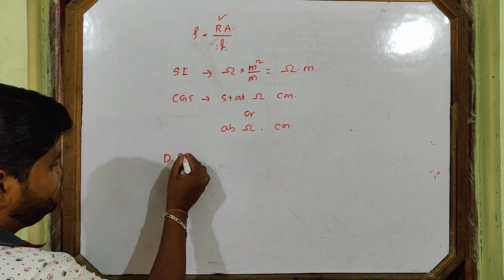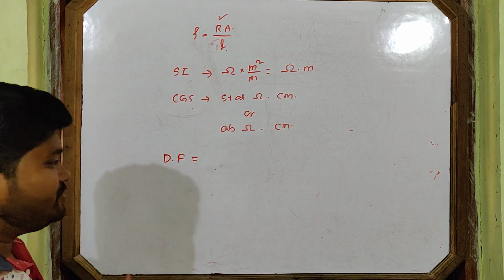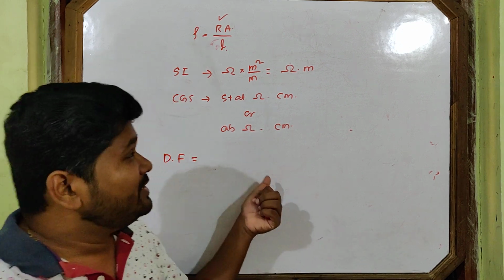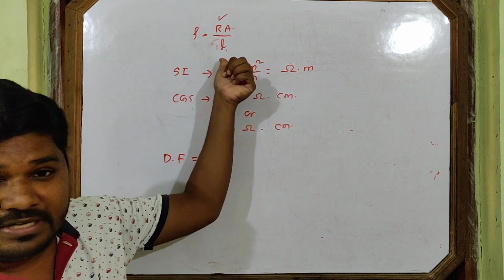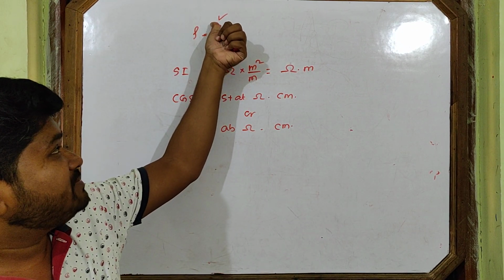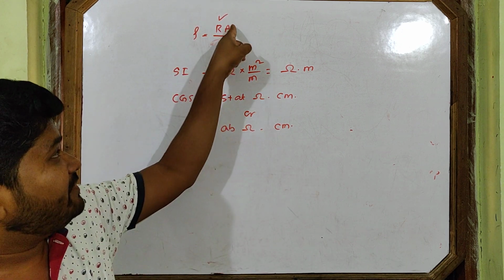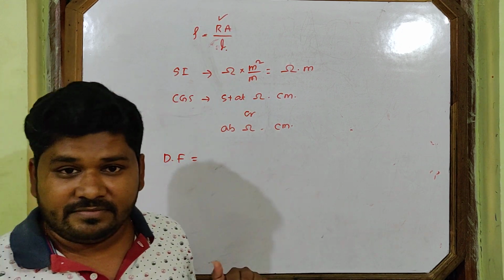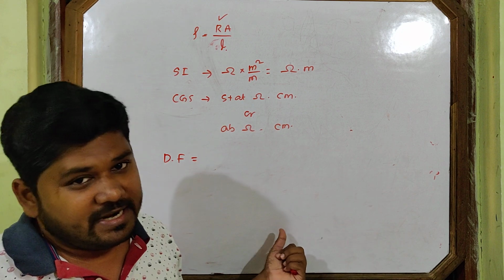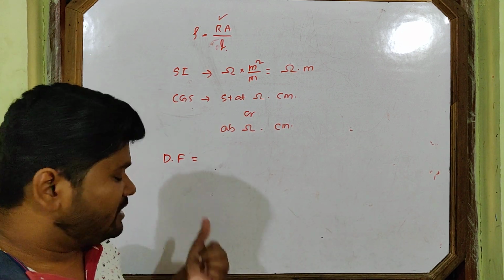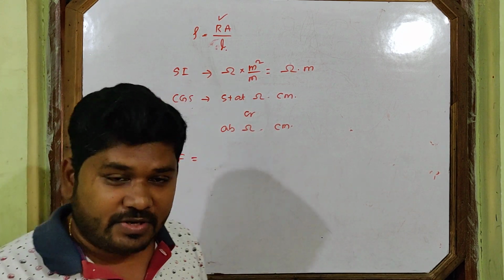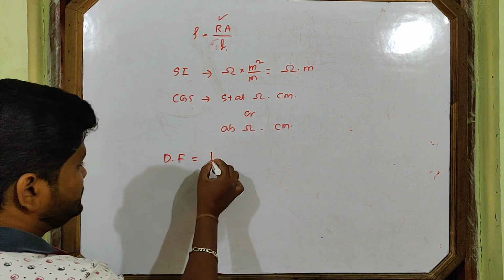Dimensional formula you can do, I am not doing it. You can find the dimensional formula from here. You will write the dimensional formula of resistance, then of A, then of L. So you can find the dimensional formula of resistivity. Okay, let me do this one.